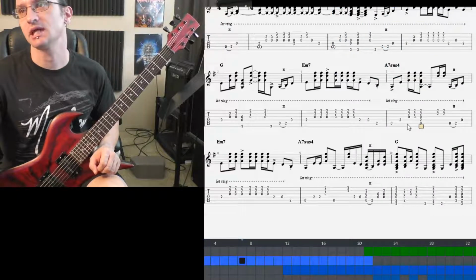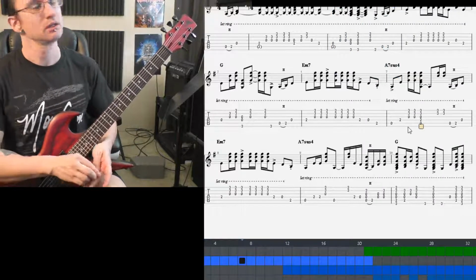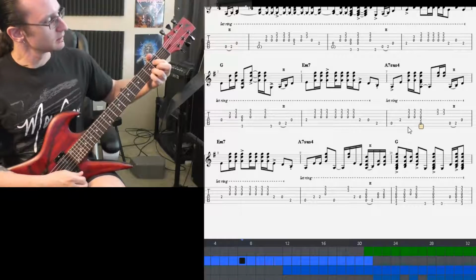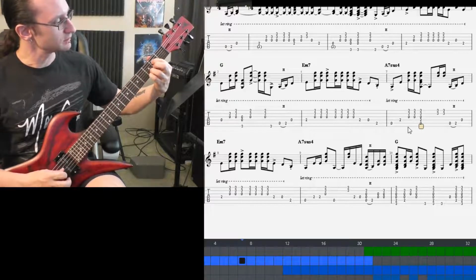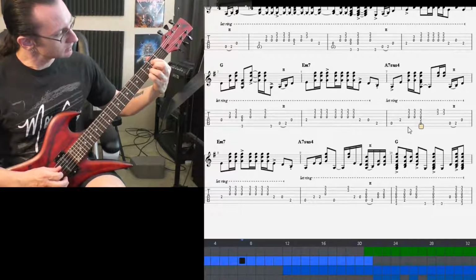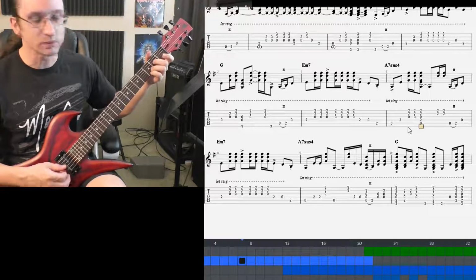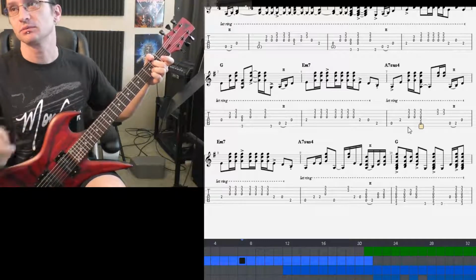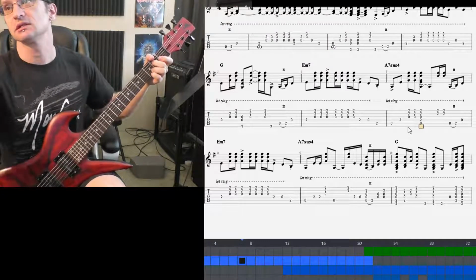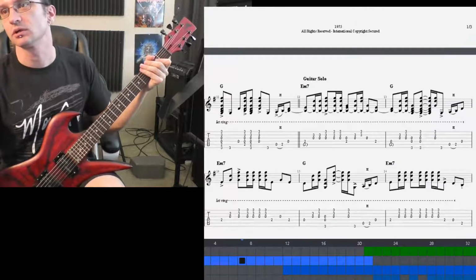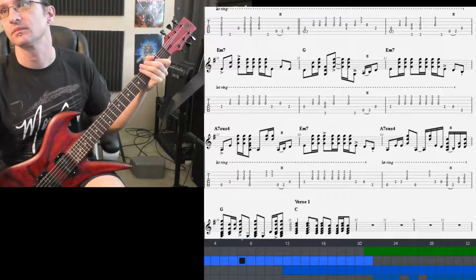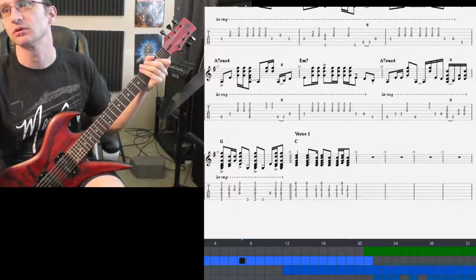Same thing here, the A7 suspended 4. Let me make sure that is the correct chord name. That sounds good to me. The overall thing there is A7 suspended 4. I think that's basically the gist of it.